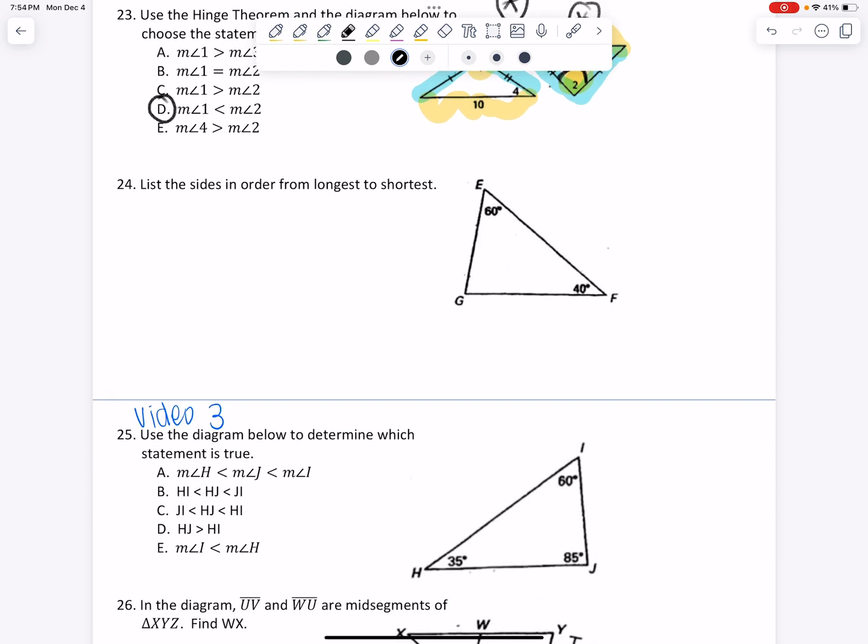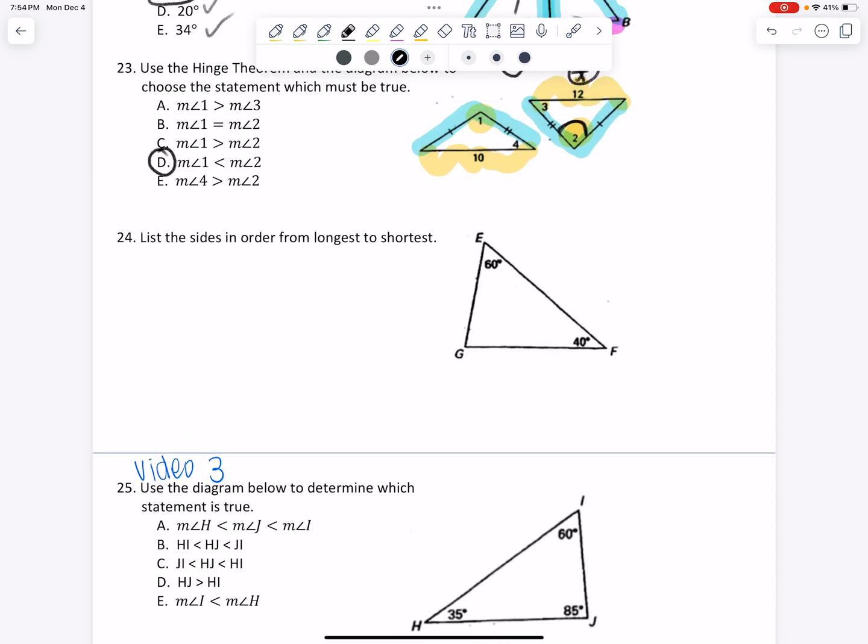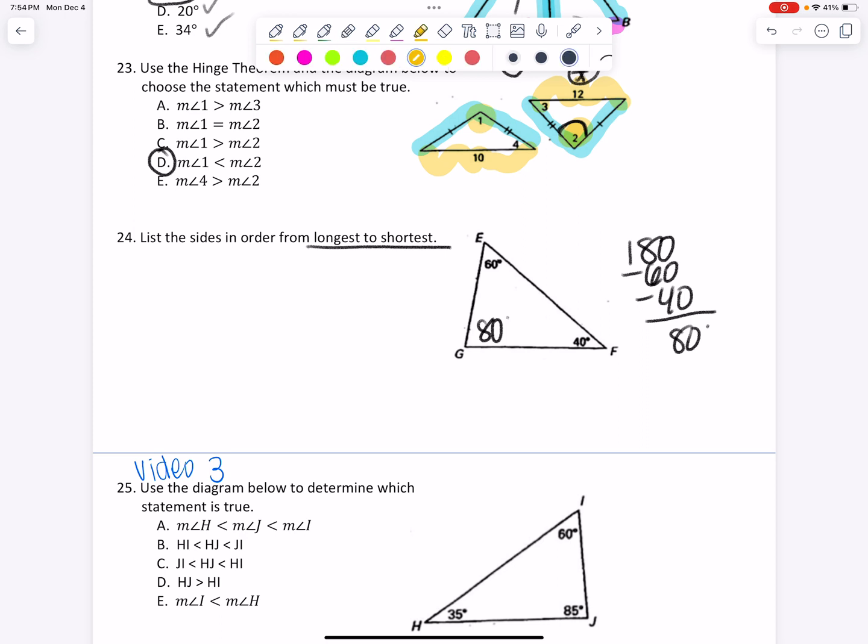All right. List the sides in order from the shortest to the longest. So again, we need to find our missing angle first. 180 minus 60 minus 40 gives me 80 degrees to spend here. If I'm looking for the longest side first, I'm going to look for the biggest angle first. So the biggest angle goes with the biggest side. So EF is going to be the longest.